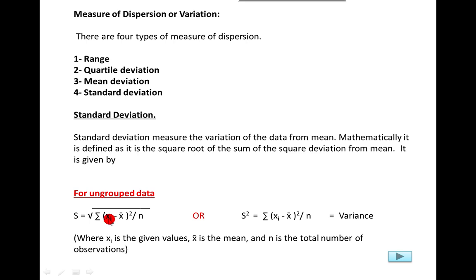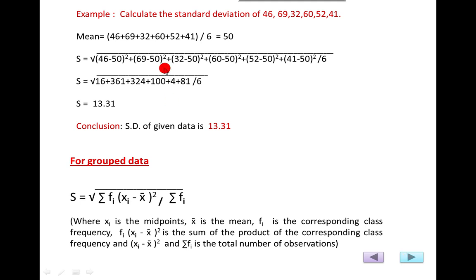Summation sign means xi value minus mean, then square, then the next value for the summation sign. Same as the second value, 69 minus mean whole square, plus the third value, 4th, 5th and 6th. First calculate the square of this term. Difference is 4 whole square.